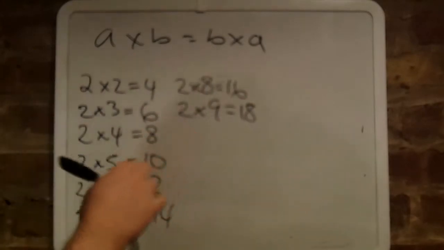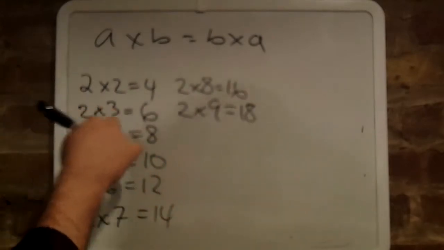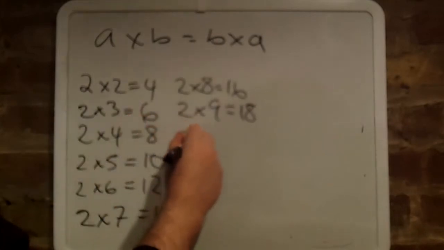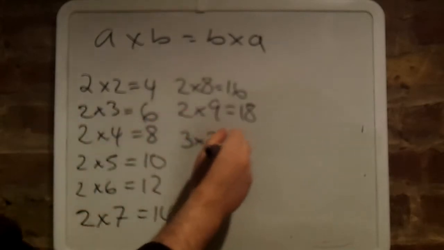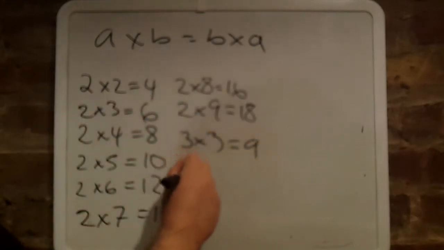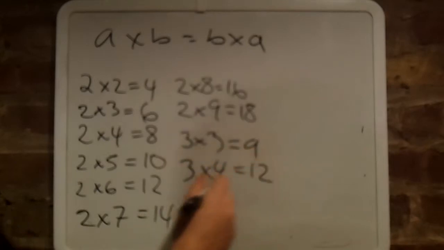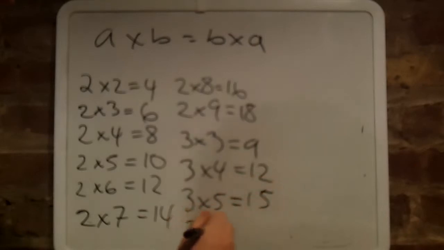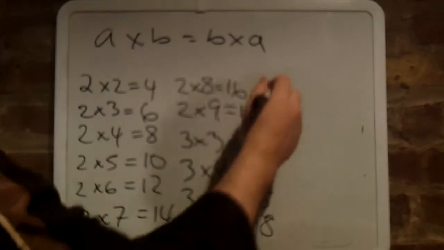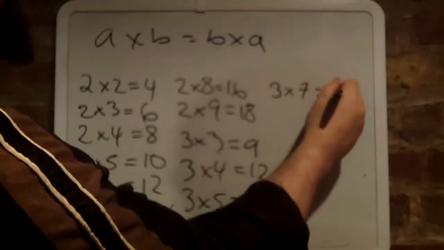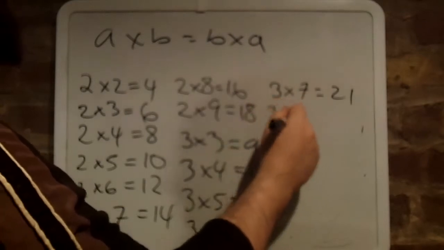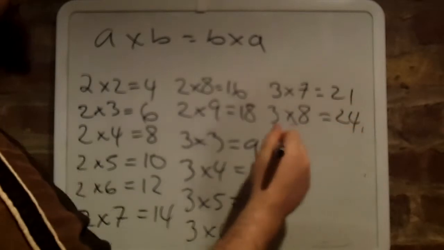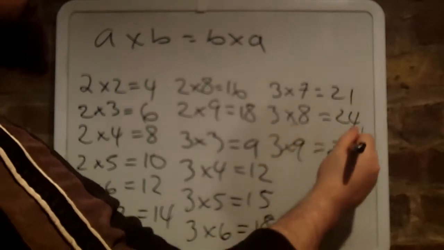Moving on to 3. Now since we already know what 2 times 3 is, we don't need to write 3 times 2. We can go straight to 3 times 3. So 2 times 3 is 6, and 3 times 2 is also 6. That's why I'm skipping straight to 3 times 3, which is 9. 3 times 4 is 12. 3 times 5 is 15. 3 times 6 is 18. 3 times 7 is 21. 3 times 8 is 24. 3 times 9 is 27.